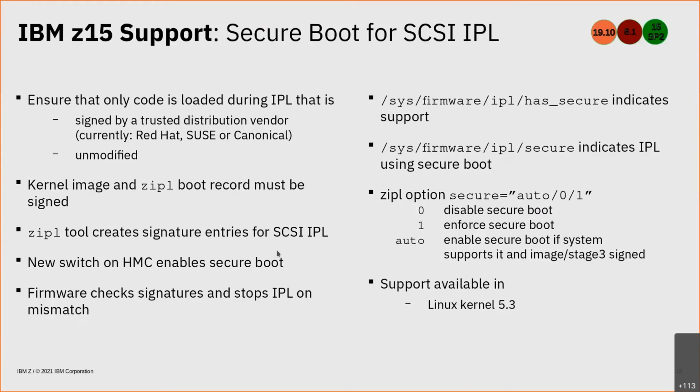Secure boot for SCSI is a feature which ties into our pervasive encryption story. So what it does is it's making sure that the code which is loaded during the IPL is actually what the Linux distributor provided to you. So you're protecting yourself against somebody trying to get you to boot a corrupted or tampered Linux kernel image, which could be doing any kind of harm here.